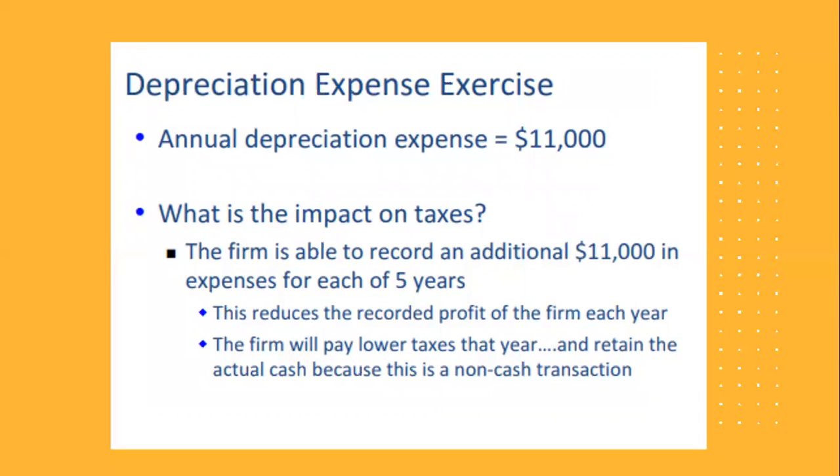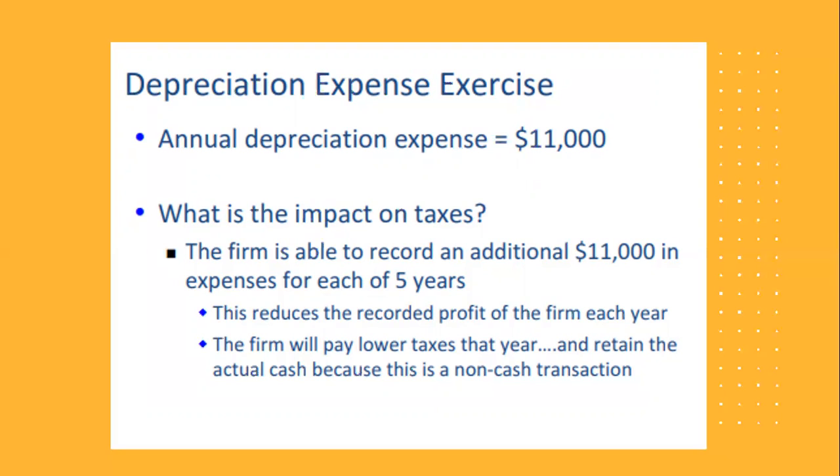It's not like there's money going out necessarily, but it is an expense that you are able to record in your income statement. And so this basically means that your recorded profit each year is going to go down by 11,000 for 5 years. And so because of that, you have lower taxes for 5 years.